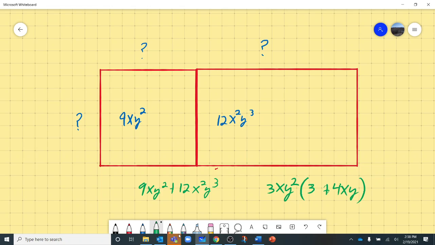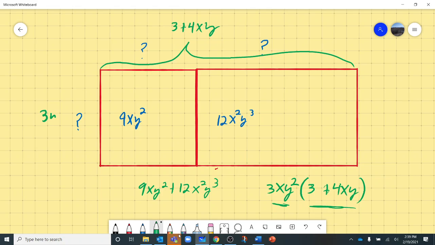So what do we know about that? Well, there's only a couple of different ways that would work for this. Let's try the one that seems to work best. Remember, this is length times width, so this times this equals the area, right? So let's say that this entire side is 3 plus 4xy, and that would make this side 3xy squared, and see if that makes sense.